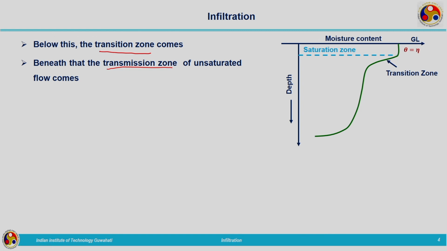Within that, the important point is that the soil moisture is fairly uniform. Even though it is in the unsaturated state, the volumetric moisture content will be almost uniform. This region is the transmission zone. When we go deeper and deeper, the moisture content will be varying abruptly. Within a short interval of depth, there will be a large variation in the soil moisture content.